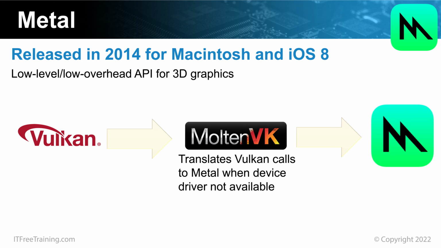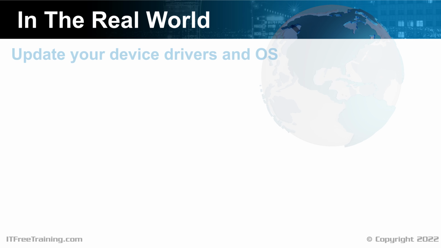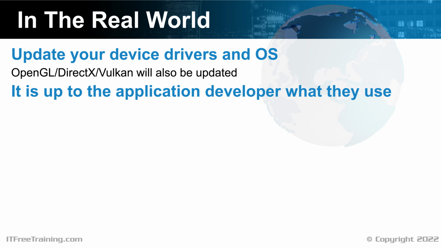I've had a look at the main current graphics APIs, so I will now have a look at what all this means. In the real world, there are a number of different graphics APIs that are competing for market share. The main point that you need to remember is to update your graphics device drivers and operating system. Updating the device drivers and operating system will make sure that OpenGL, DirectX, and Vulkan are up to date. Having the latest versions of these will hopefully give you better performance and also make them more stable due to bug fixes. The choice of API is ultimately up to the developer to decide which one they will use.